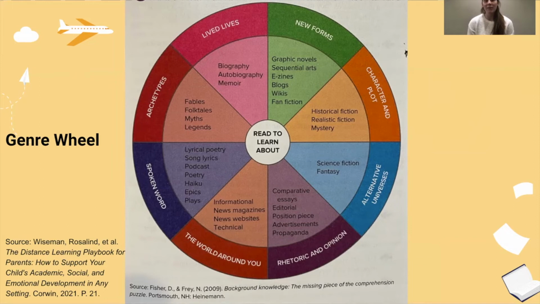You can see in lived lives, we have biography, autobiography, memoir. A newer form would be a graphic novel, a wiki, fan fiction, that's usually online. Your traditional character and plot is going to be historical fiction, realistic fiction, or mystery. There's science fiction and fantasy, and then there's more of the technical writing, like news articles or advertisements, comparative essays. And then spoken word, a lot of students are interested in the music and poetry and plays. And then there's fables, folktales, myths, and legends. All of these are really great genres for them to explore, and one isn't better than the other.